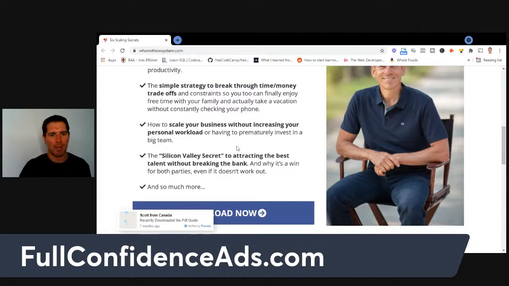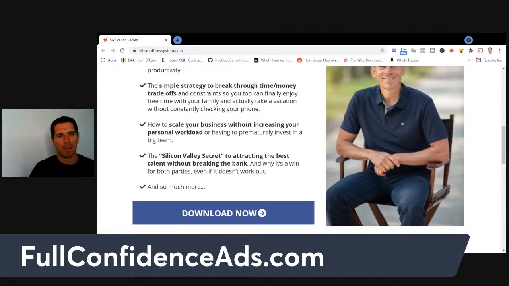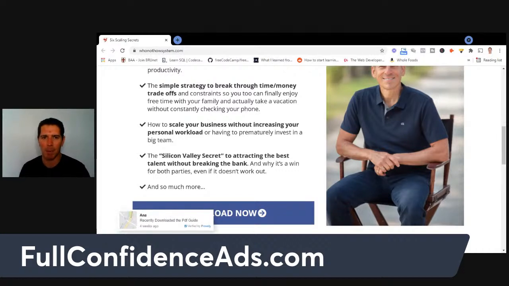And then the final one, the Silicon Valley secret to attracting the best talent without breaking the bank, and why it's a win for both parties, even if it doesn't work out. So again, hiring is especially a big pain point for a lot of these entrepreneurs, especially if they're doing it for the first time and trying to avoid some of those hiring mistakes. So we're just pointing to one of the pain points that they have.